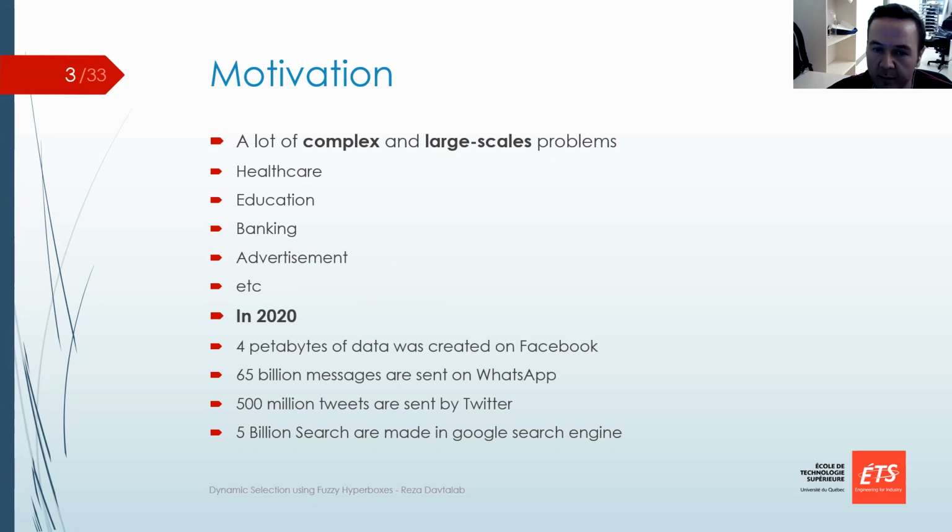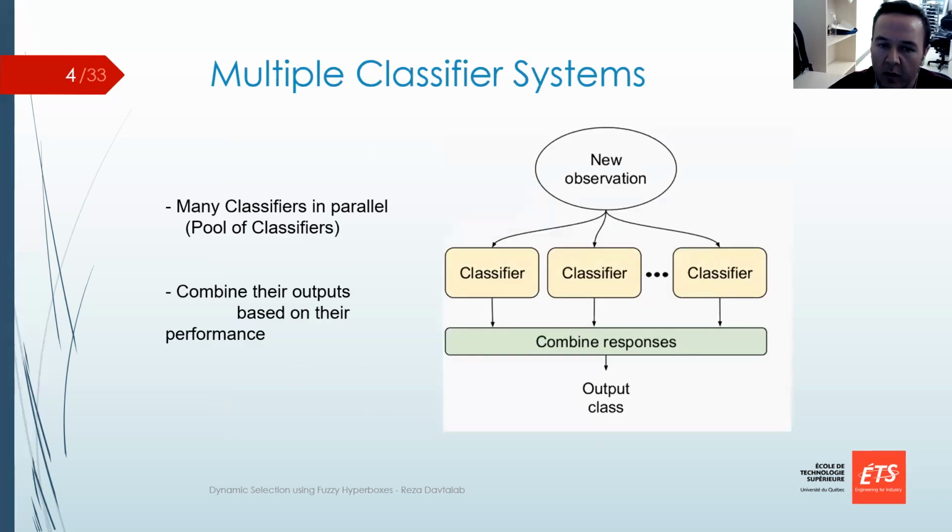Nowadays, we face a lot of large-scale problems that need to be processed fast and accurately. Most of them are in the classification area, but usually they are too complex to be processed by only one simple classifier. So we need fast and reliable classifiers to deal with them. One of the best solutions for this problem is to use multiple classifier systems. Generally, in these systems, we use many classifiers in parallel, and at the end, we combine their outputs using an aggregation algorithm.